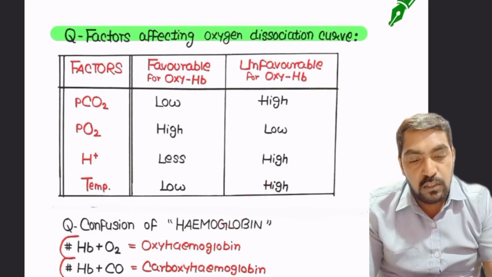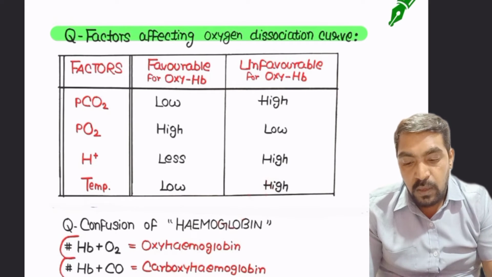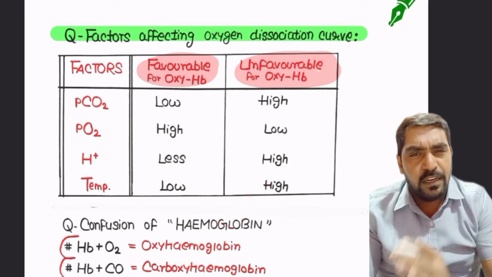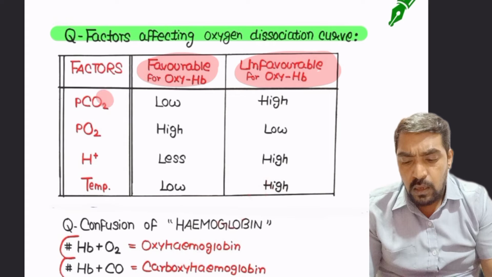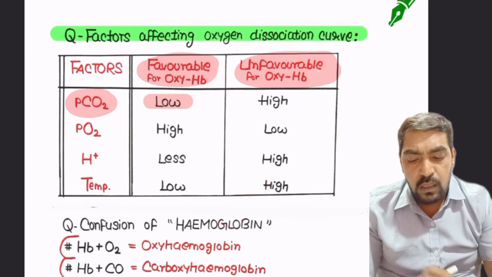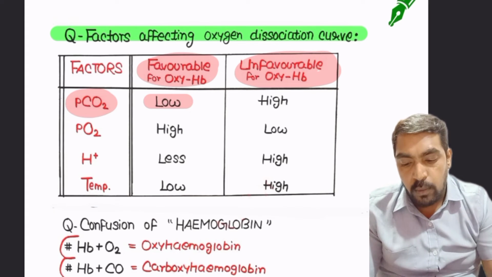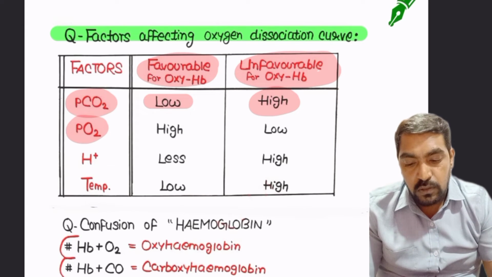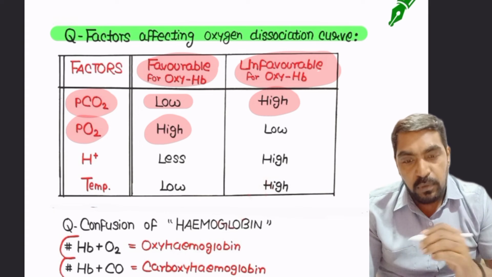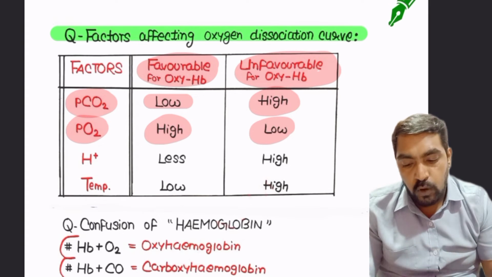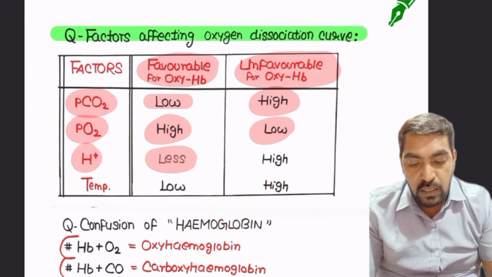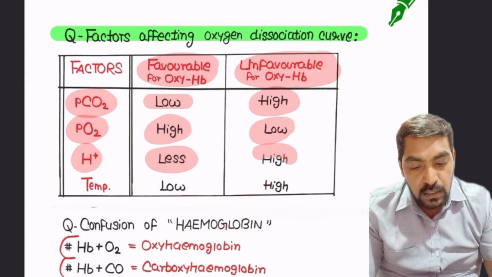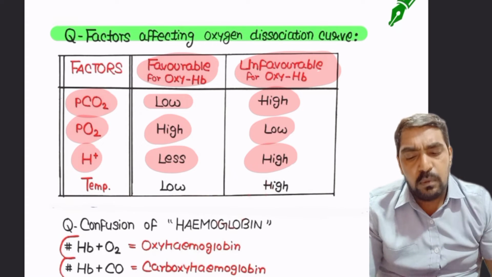Factors affecting the oxygen dissociation curve. Let us take whether it is favorable for oxyhemoglobin or unfavorable for oxyhemoglobin. So I have made it very easy for you to understand via a table. Partial pressure of carbon dioxide. If it is low, then oxyhemoglobin will be formed. If it is high, oxyhemoglobin will not be formed. Partial pressure of oxygen. If it is high, formation takes place. If it is low, no formation. H plus ion. If there is less H plus ion in the blood, then it is favorable for oxyhemoglobin. If there is high H plus ion, then it is unfavorable for oxyhemoglobin.